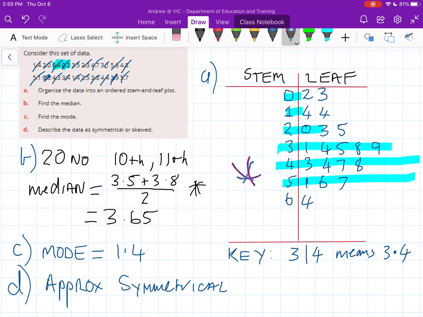But our last one, our actual example there, most of our data was in the middle, so it was symmetrical. So hopefully this gives you an understanding of the difference between skewed and symmetrical, and gives you an understanding of how to construct stem and leaf plots. And good luck.